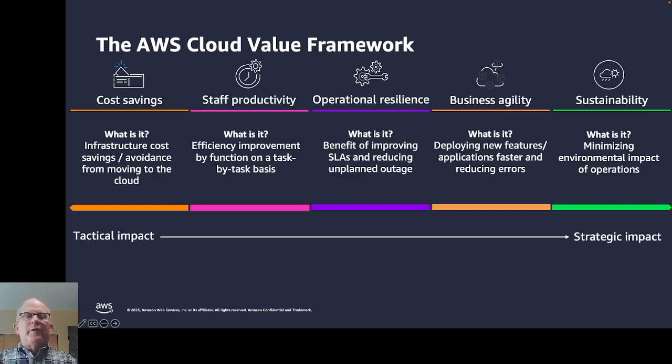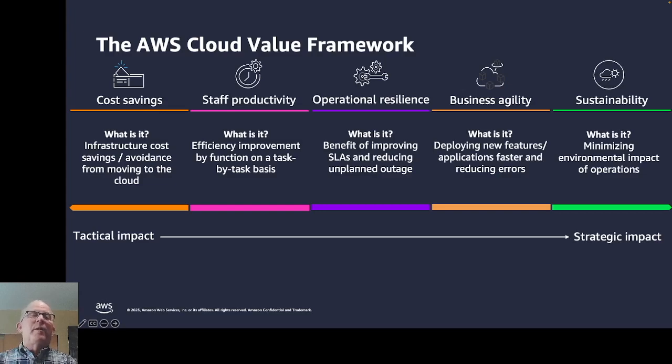Staff productivity means increased output by the same size team by removing the undifferentiated heavy lifting of mundane tasks such as system backups. Operational resilience is achieved by enhanced availability, security, and less downtime. Business agility is increased by the new products, the new geographic location expansions, or more features of the existing products and services that your team can now deliver more quickly, which can lead to new revenue streams. Sustainability means reducing the environmental impact of your IT operations.